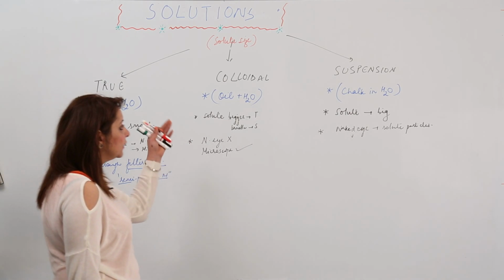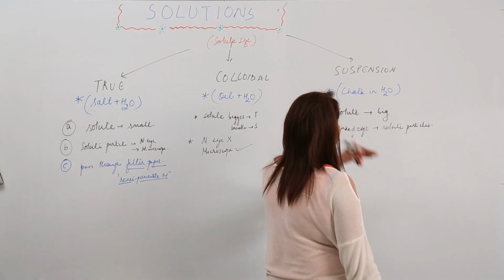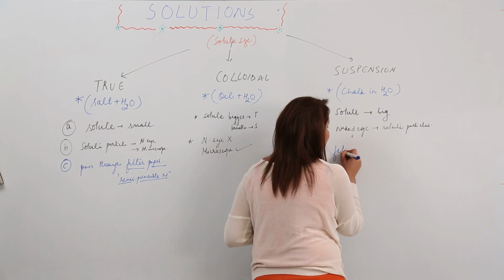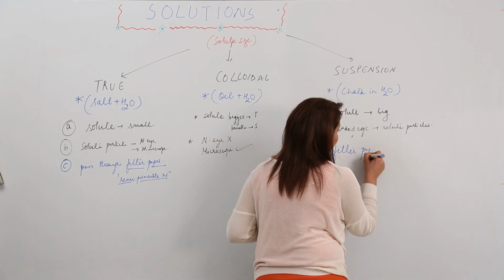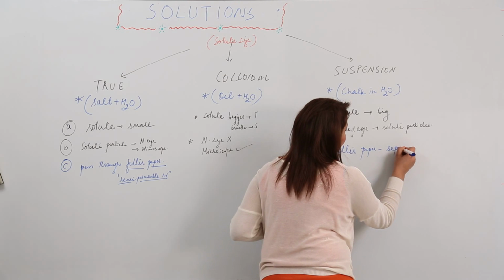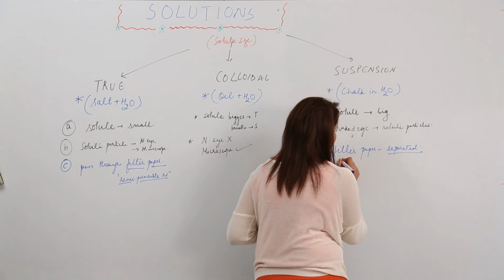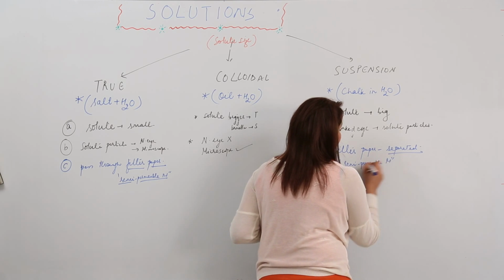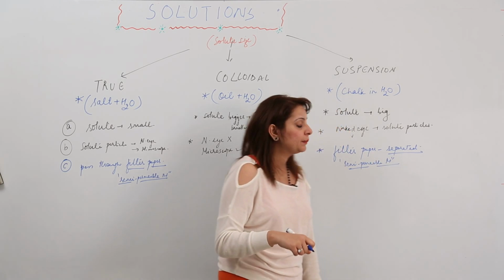But when we take the suspension and make it pass through the filter paper, the solute particles are stopped by the filter paper. So that means the solute particles get separated by the filter paper or a semi-permeable membrane. The reason being the particle size is too big, right?